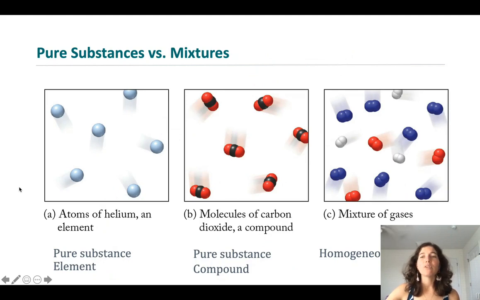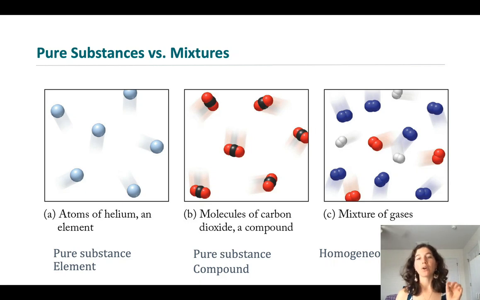Okay, here's a visualization of what these things look like, so you can kind of get it in your head on an atomic level. For an example, helium is a gas. This is a picture of atoms of helium. This is a pure substance. It only has one thing from the periodic table in it, and therefore it is an element as well. Over here are molecules of carbon dioxide, which is also a gas. This is a pure substance as well, because it only has one type of substance in it, but it's a compound because it's got different elements inside of it.